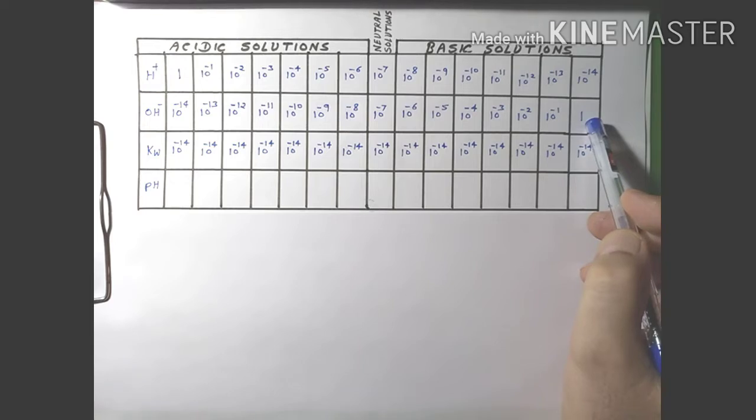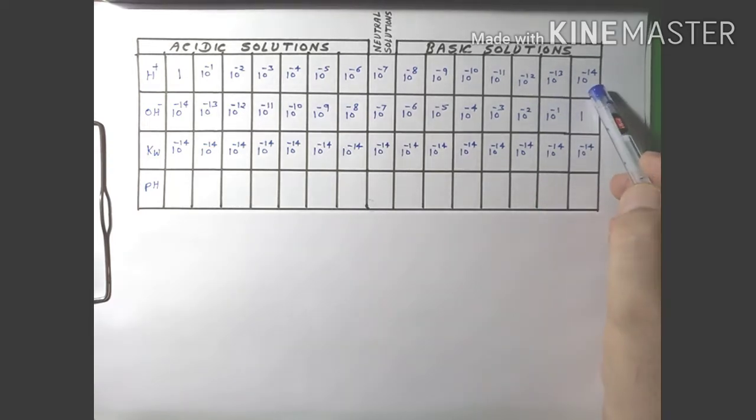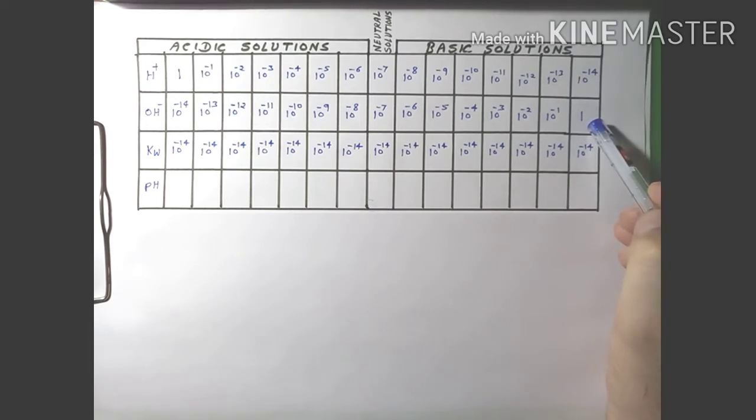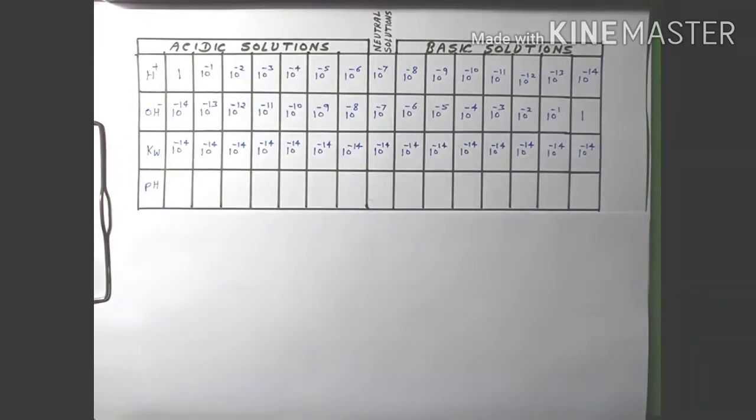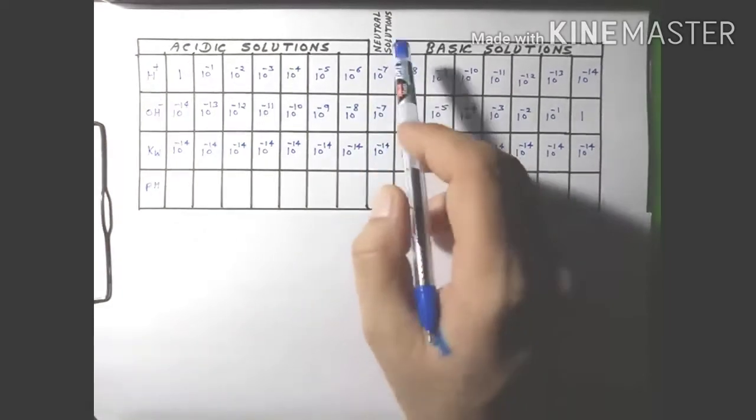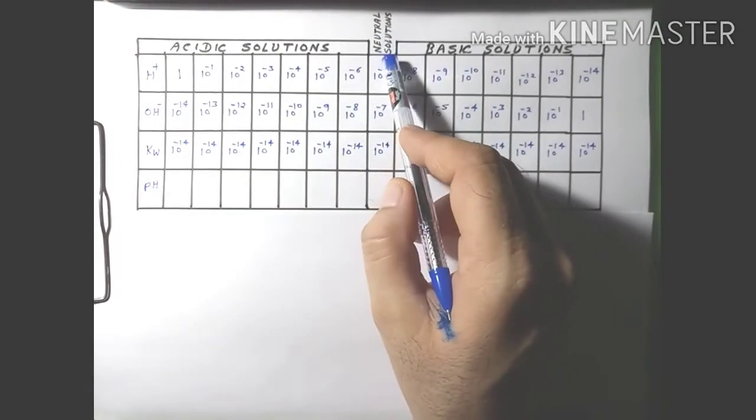It means those solutions in which the H plus ion concentration is lowest, the OH minus ion concentration is the highest, that is equal to 1, and the product of these two is equal to 10 to the power minus 14. So dear children, always remember the product of these two is always equal to 10 to the power minus 14. Now in between this, here I have written the neutral solution.